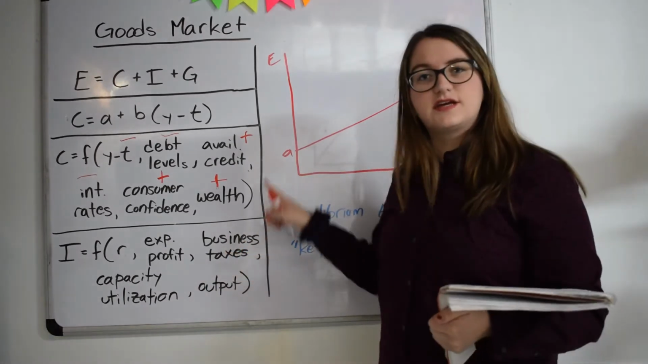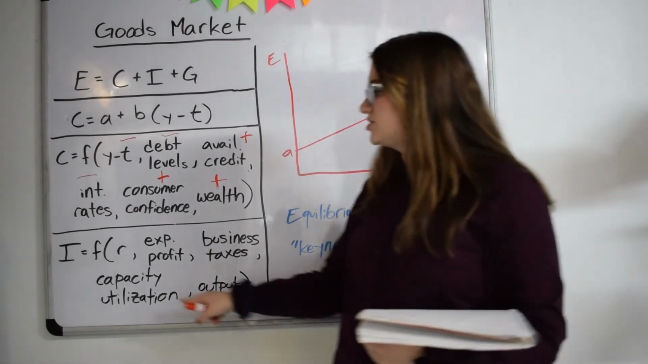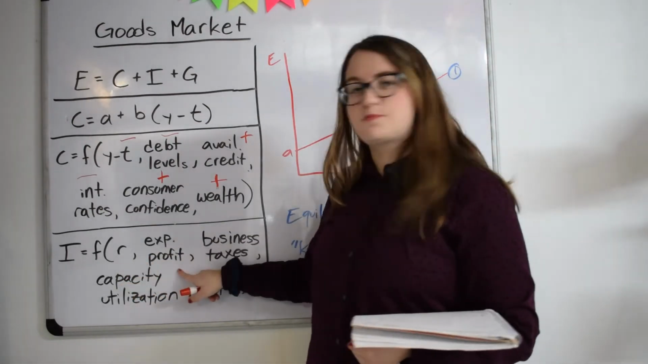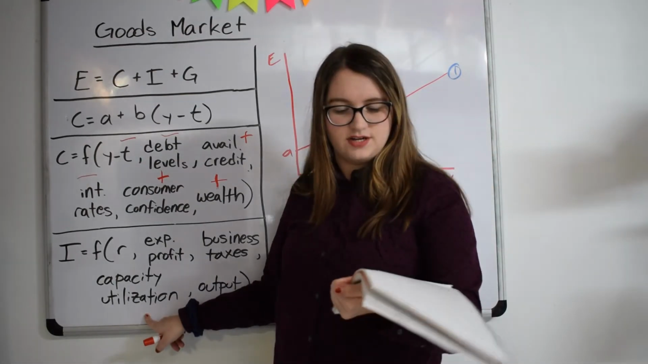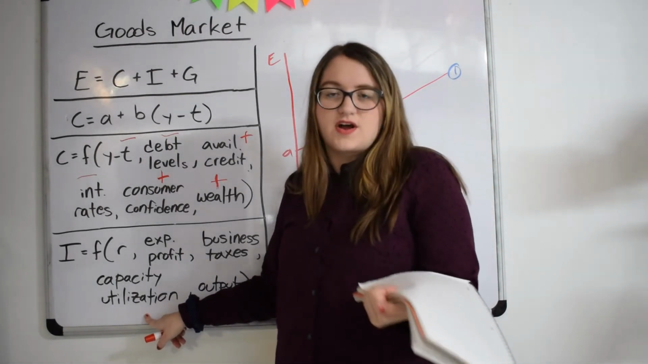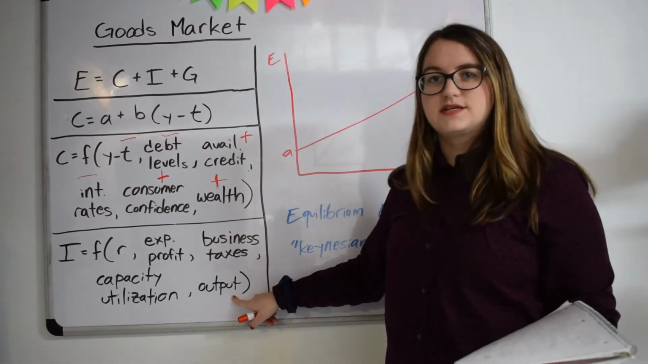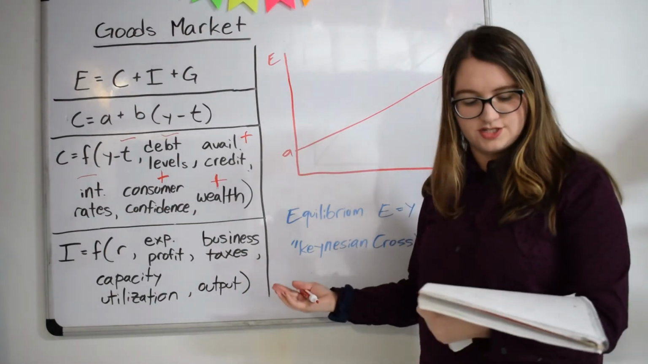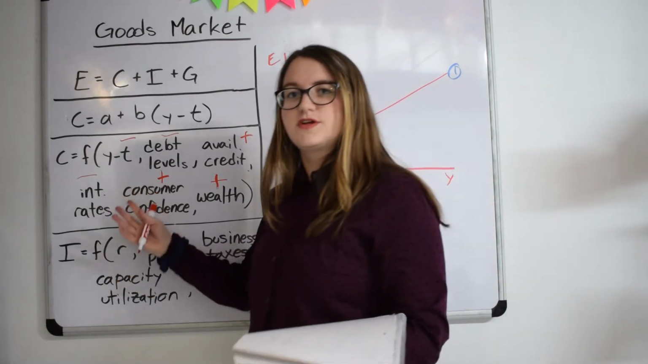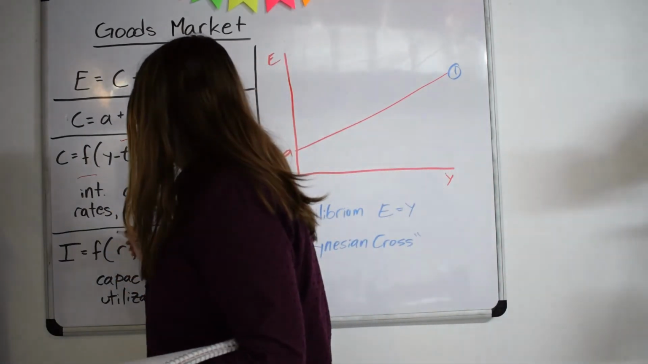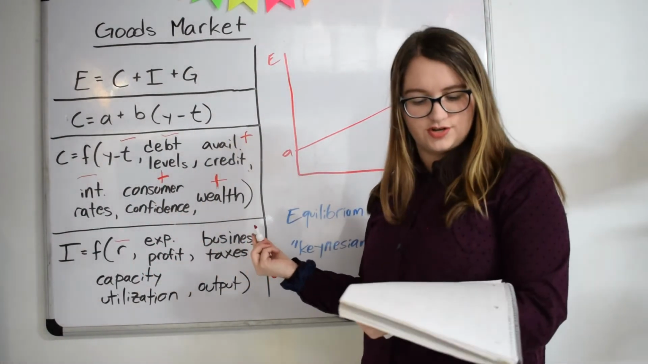So just like consumption, we have a bunch of relationships. Investment is a function of real interest rates, expected profits, business taxes, capacity utilization, which just means, do firms run at full capacity or do they run at less? And then output. So we'll go through and do these relationships as well. As the interest rates increase, similar to consumption, we would have a negative relationship because people will be less likely to invest at higher interest rates.